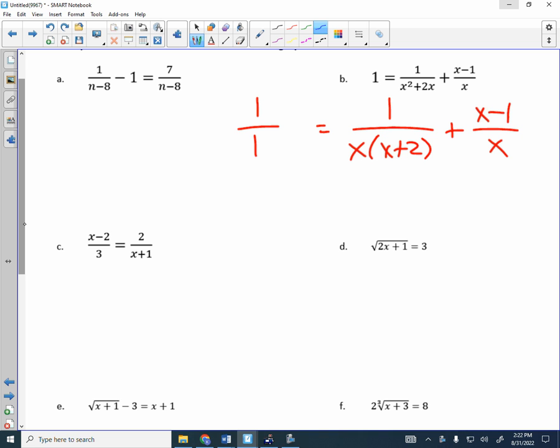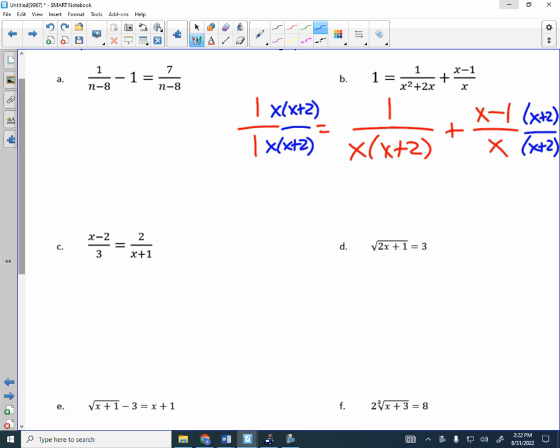What's the common denominator? x times the quantity x plus 2. So this is my common denominator. So as you can see, we're going to need that here. And then on this side, I multiply the top and bottom by x plus 2. Is everybody good with that?